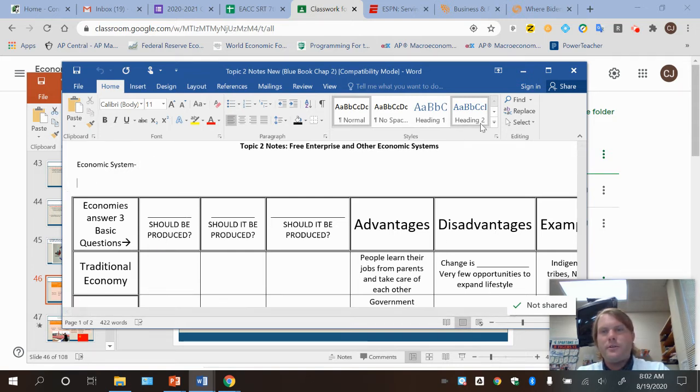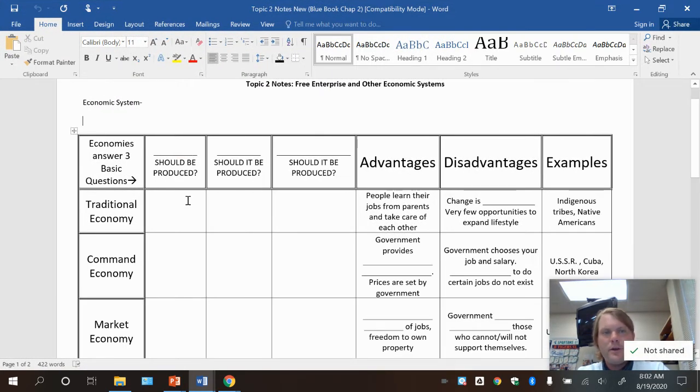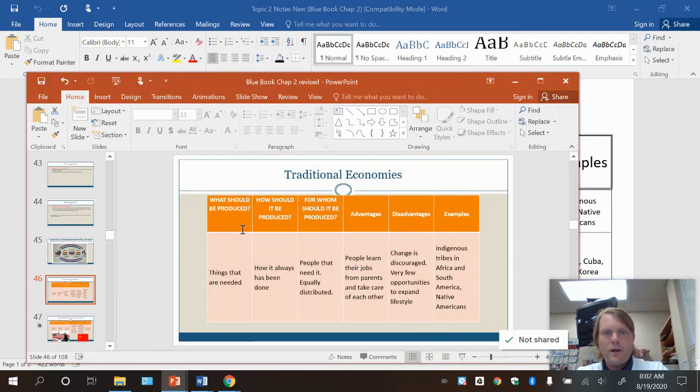Okay, so you're filling out this traditional economies part. Okay, and you're going to fill out these questions. You'll see, all right, this chart follows the same exact thing.